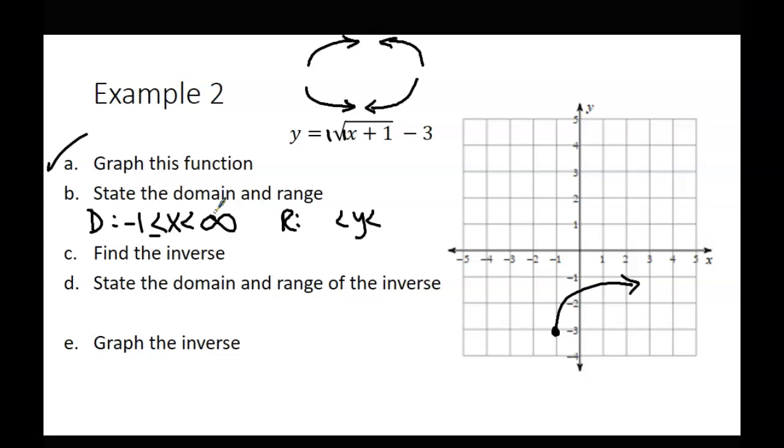All right, let's do the y values. So what's the lowest y value on this graph? -3, and it equals that, right? And then it goes up forever after that.